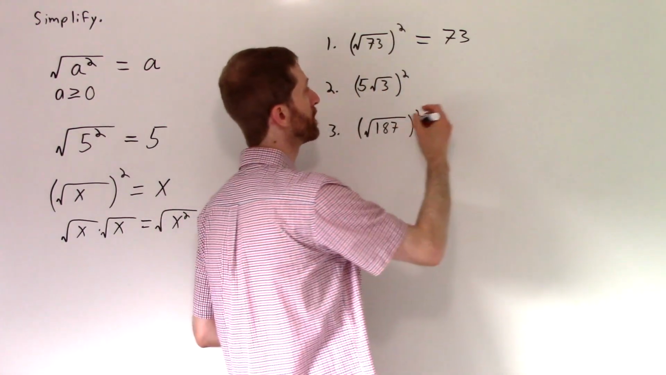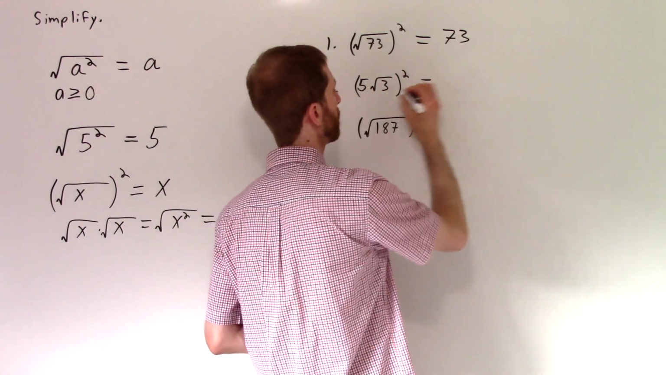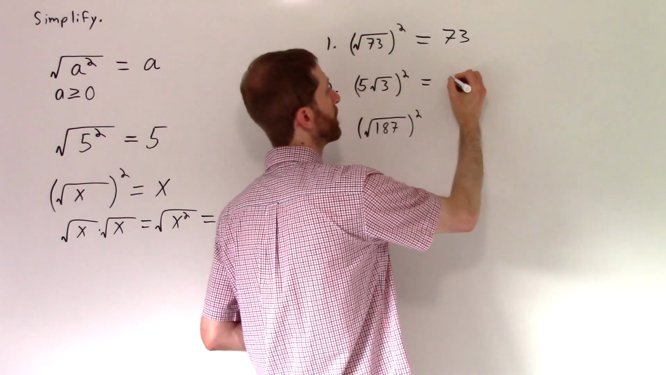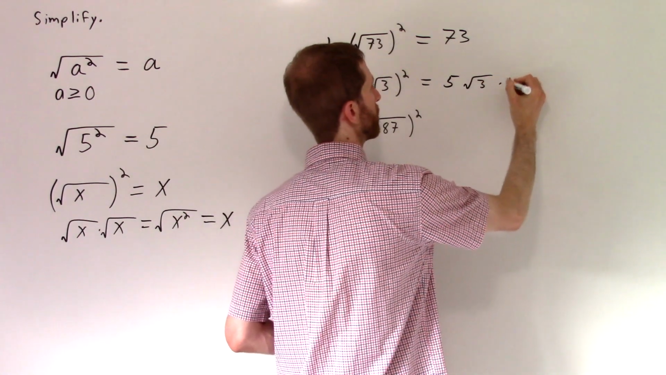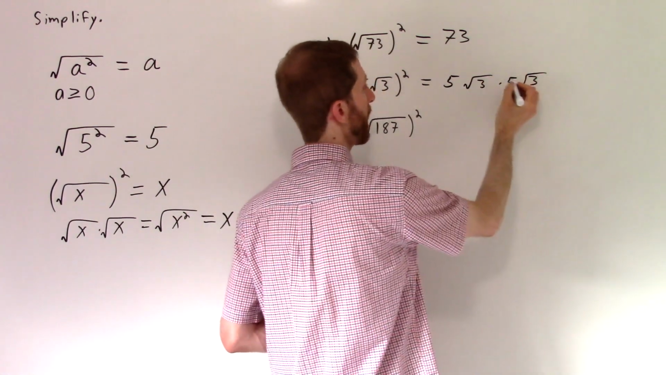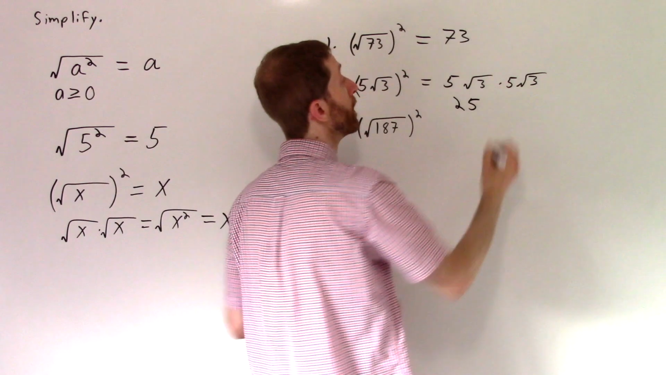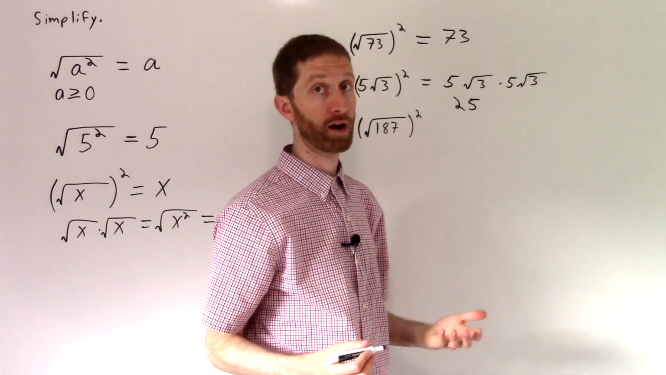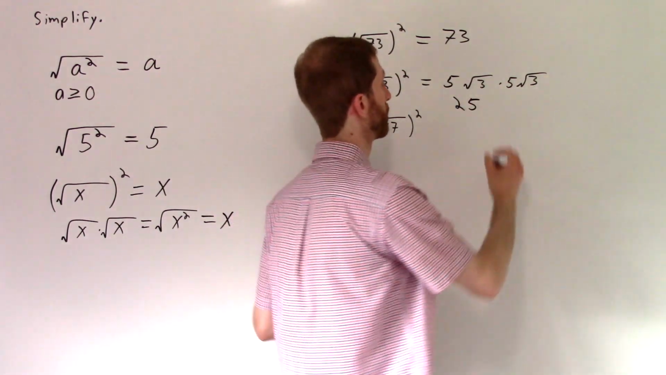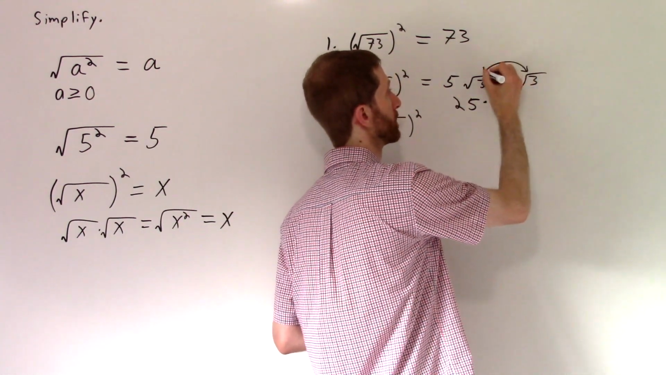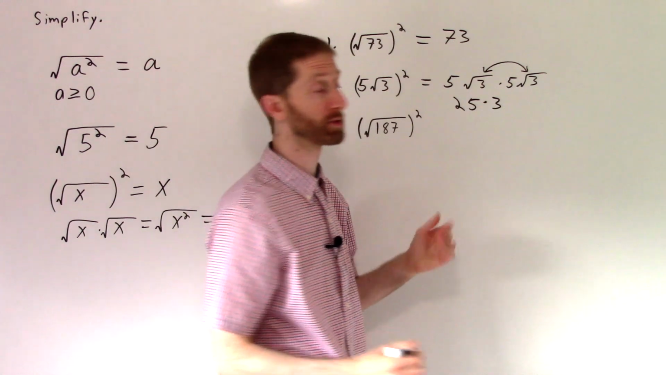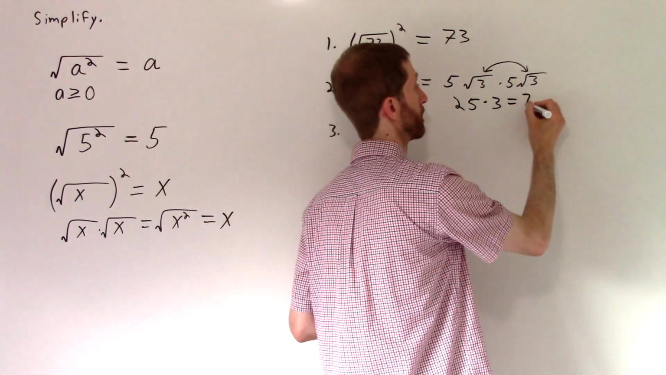Now 5 root 3 squared. Well, now be a little careful here. You have a number on the outside. So that's going to be 5 root 3 times 5 root 3. Well, 5 times 5 is 25. You have the square root of 3 times the square root of 3, which is equal to 3. That comes from the product of these two pieces right here and here. And then 3 times 25 is 75.